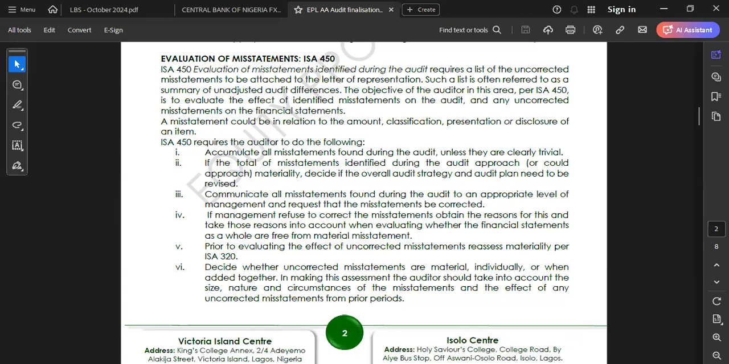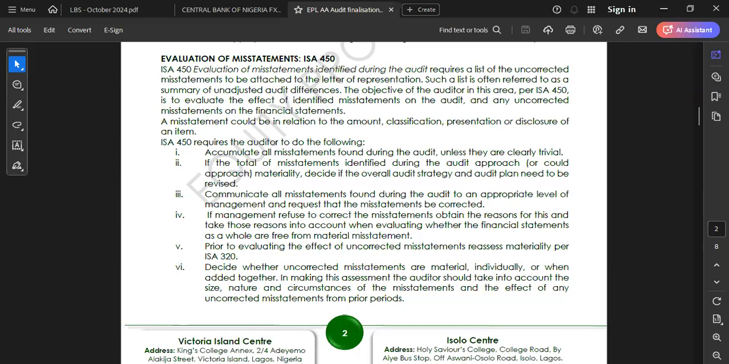It's very important for the auditor to know the effect of any misstatement on the financial statement, because the objective of the audit is that an auditor will form an opinion on whether the financial statement shows a true and fair view. For a financial statement to show a true and fair view, it means that the financial statement is showing fair presentation and is free from material misstatement. That's what true and fair view means.